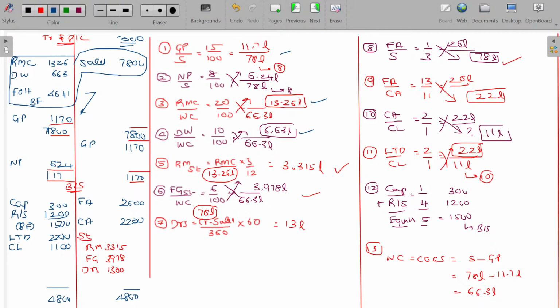By telling this, the value you get is nothing but admin and selling and distribution overhead, 546. Balancing figure. You don't have any other options. You have to consider this as the balancing figure. Current assets being 2200, where raw material stock, finished goods stock, debtors as well as bank balance put together will be the current assets. If there is any balance, it may be considered as bank balance.